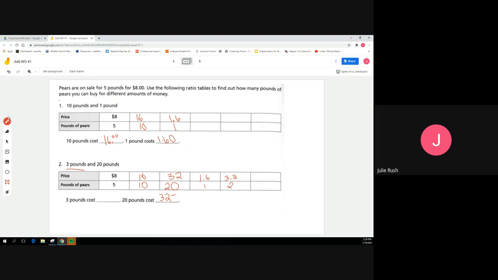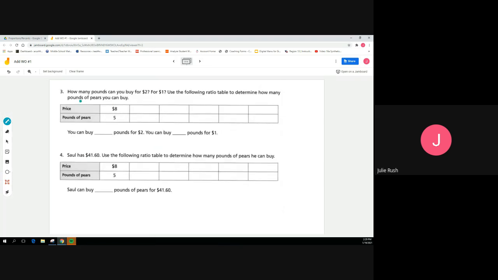And then for my 3, I'm going to grab a different color. I added this column and this column. 1 plus 2 equals 3, and 1.6 and 3.2 gives us $4.80. So these are a lot more familiar looking, I would hope, because this is how we have used ratio tables up until this point. So $4.80 is the cost for 3 pounds, and 20 pounds costs $32. All right, let's keep working.